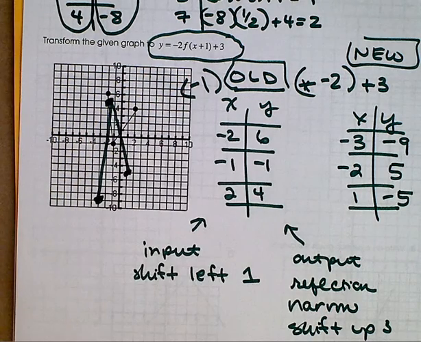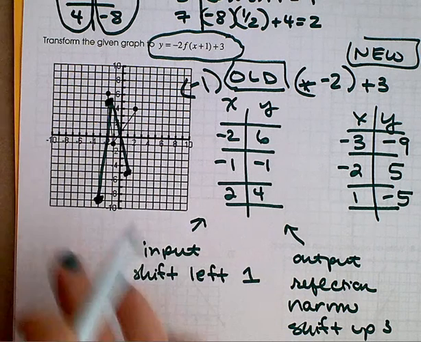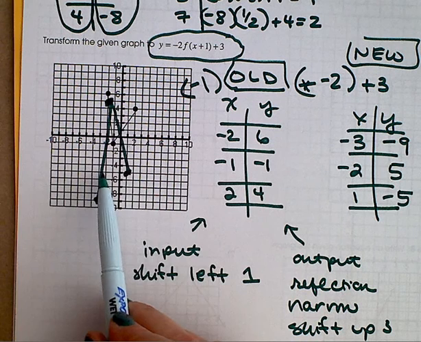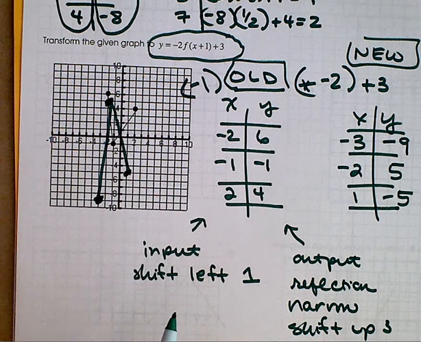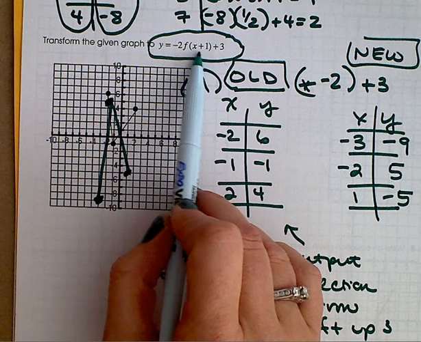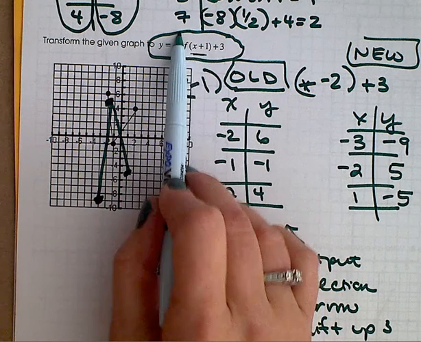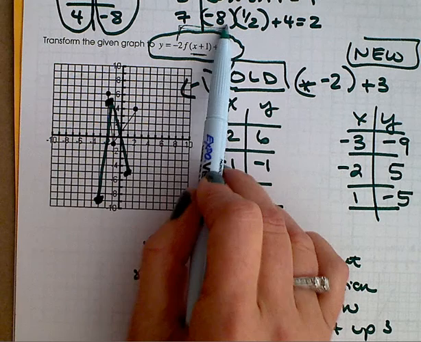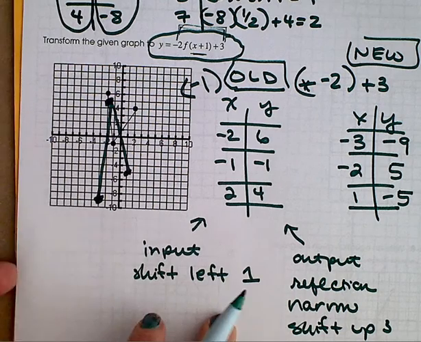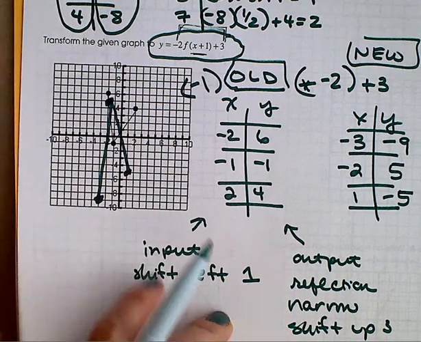So once you graph it, you'll see the reflection. You'll see a shift left 1 and a shift up 3. So bear in mind that you have to do a shift left to right on the inside and the output is on the outside. So I'm going to stop videotaping. I will send you a still photograph of these guys.